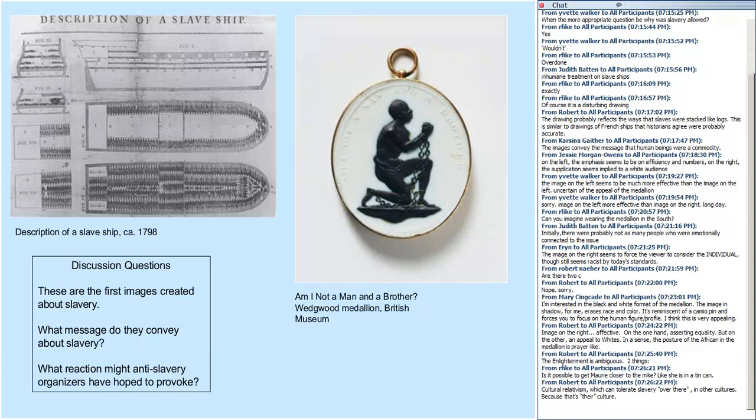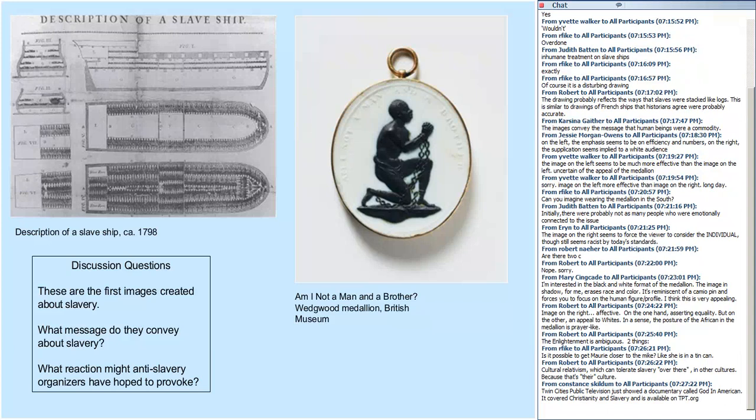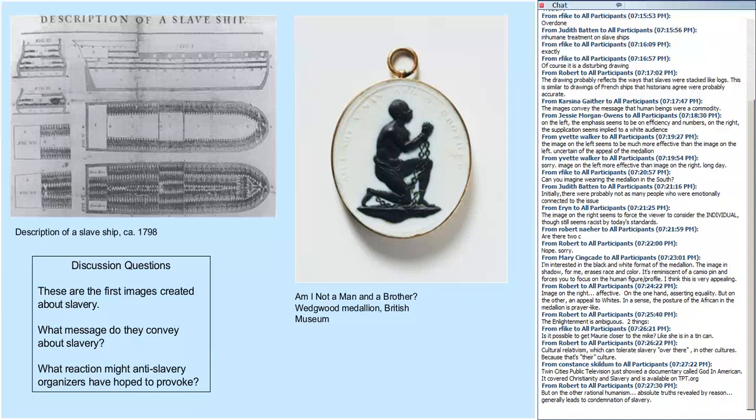And that was much of what the description of a slave ship was trying to get across. It was trying to link itself with Enlightenment, the desire to understand and to document, and by using measurements and scientific accuracy, it was meant to give an objective view of the conditions. But of course, the conditions as presented miss any of the real horror of those conditions, right?